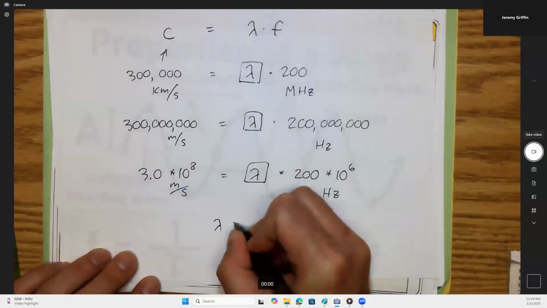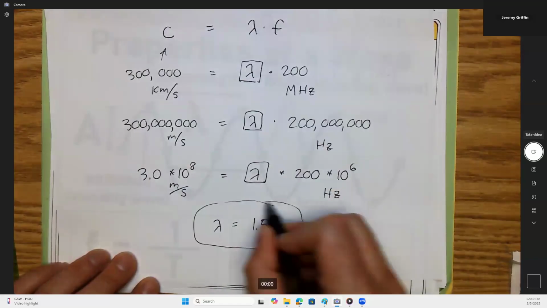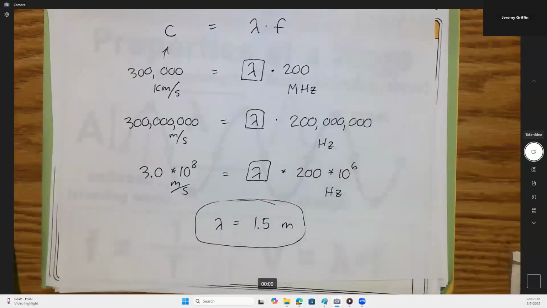I'm going to get 1.5, and that'd be meters. Can you take this and divide by this, or take this and divide by this? Guys, do that. 3 over 2.